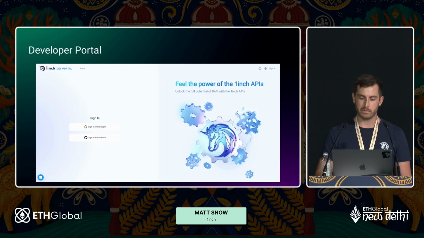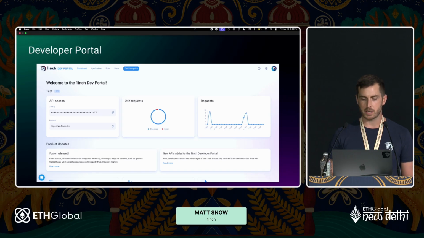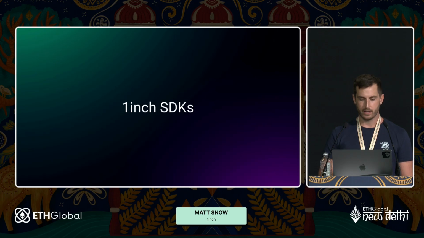Here's a quick overview of our site, what it looks like. You sign up here. On the dashboard, you're able to see your API keys, your 24-hour requests, and a summary of all your activity. Here's our documentation site. You can see all the different APIs that we have access to. There's some Swagger in there that you can play around with also.